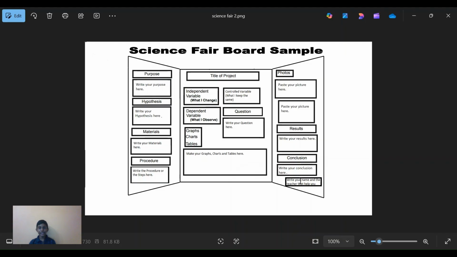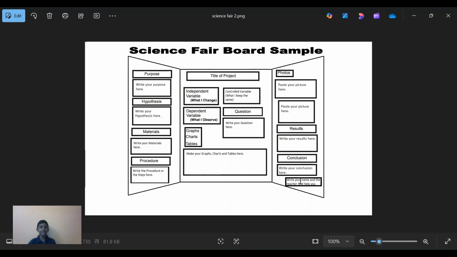The fun fact is think of your purpose as your project superpower. It's the one thing it was born to do. Without it, your experiment would just be a bunch of random chemicals throwing a party.